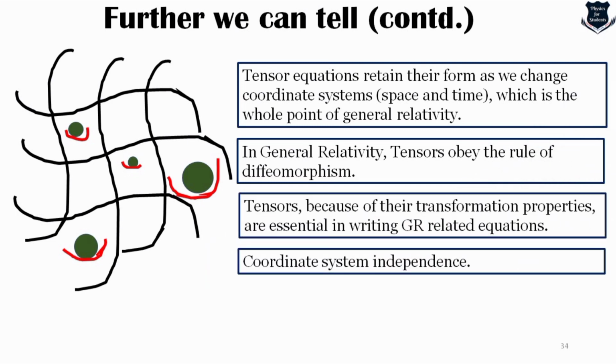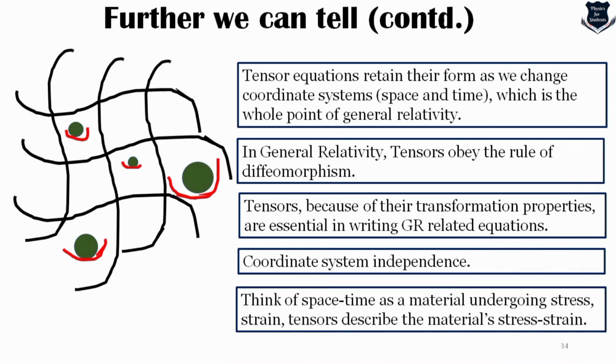Tensors, because of their transformation properties, are essential in writing GR related equations and coordinate system independence. Let us think of space and time as a material undergoing stress and strain, and tensors describe those materials' stress and strain. Right. So this suggests that a tensor is an object unto itself, not tied to any particular coordinate system, and such a notion gives us what we might expect of the real world: that physical measurable quantities do not depend on the coordinate system which we select.